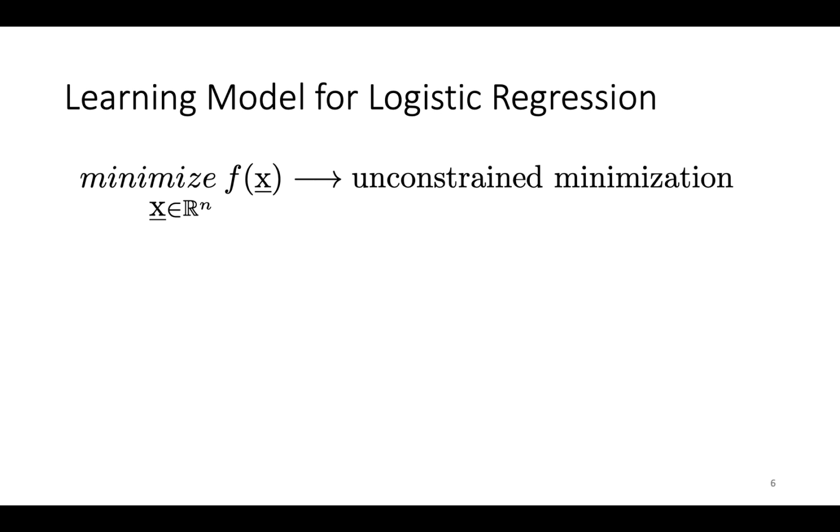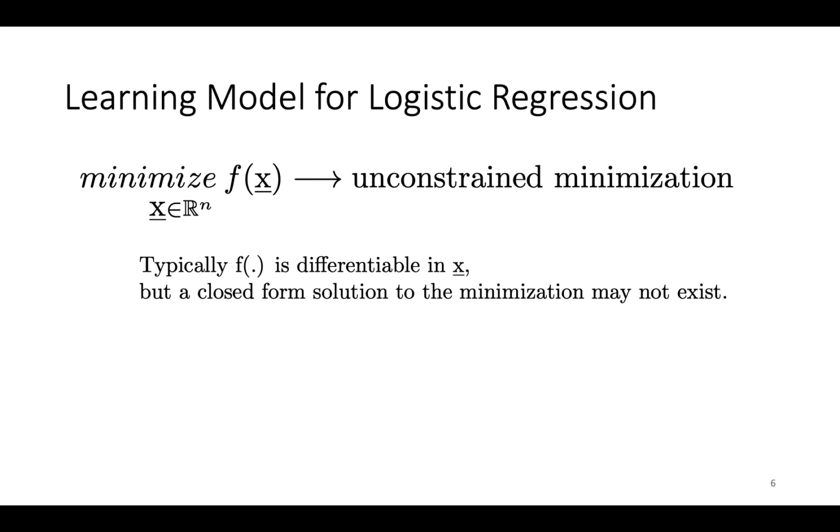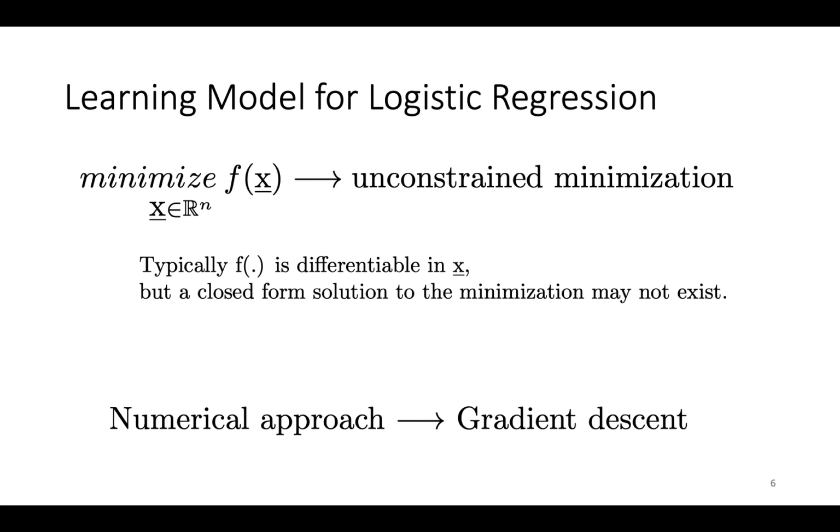All right. So if you want to formalize, what we want to do is minimize the function f for those x's in R^n, n-dimensional R, with an unconstrained minimization, okay? So it's a global minimization. Typically your f function is differentiable in x. It should be, because we need to compute the gradients. But as we know, a closed form solution may not exist. So we're going to use some numerical approaches, and one of the famous ones is gradient descent. Okay.